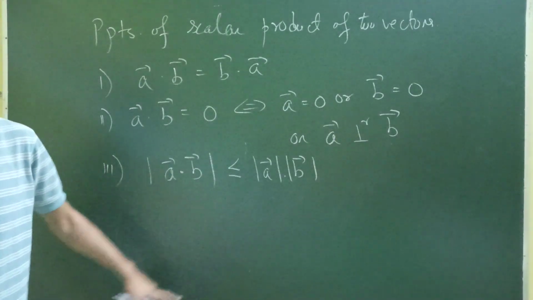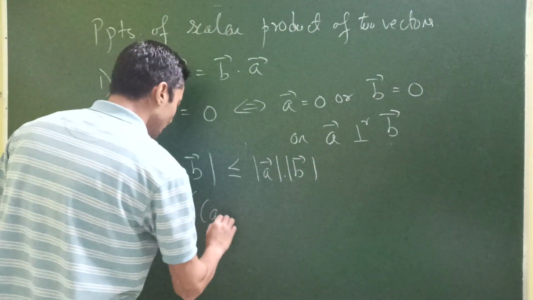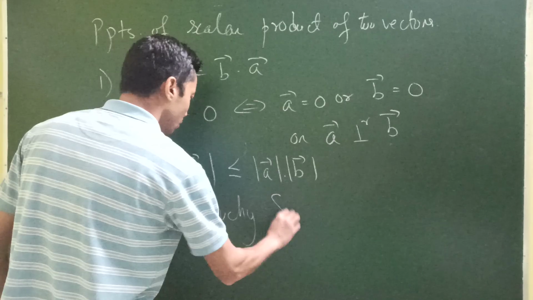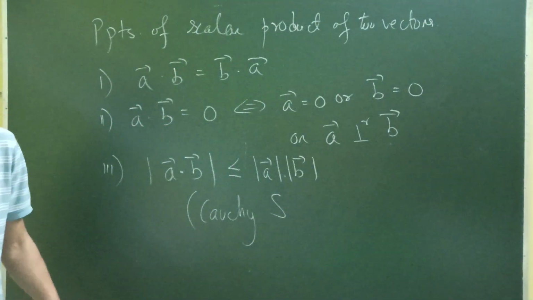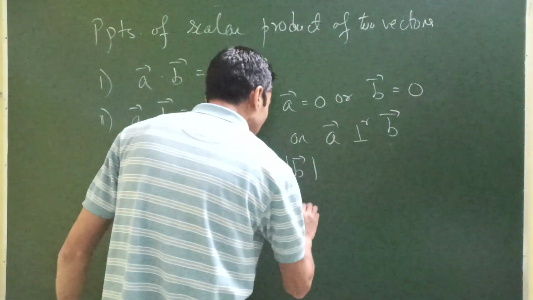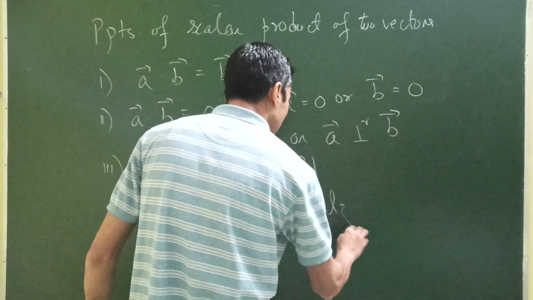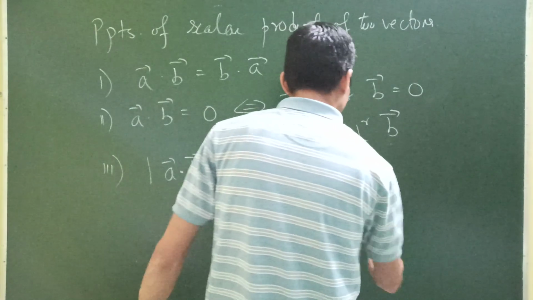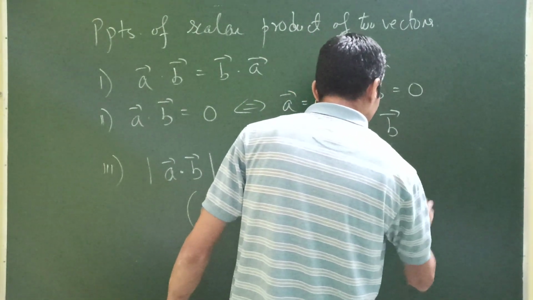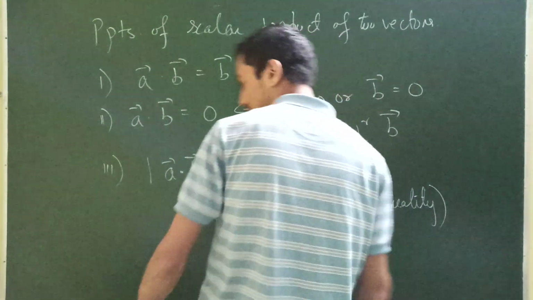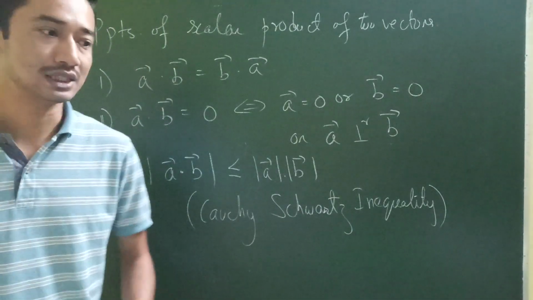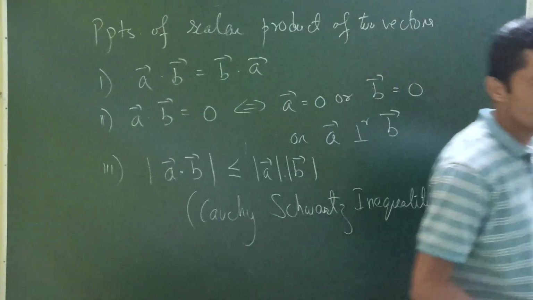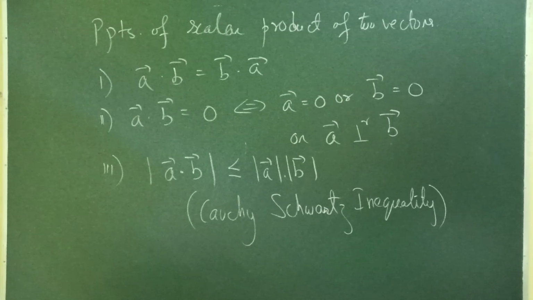This is also known as the Cauchy-Schwarz inequality. I forgot the spelling. Cauchy-Schwarz inequality.